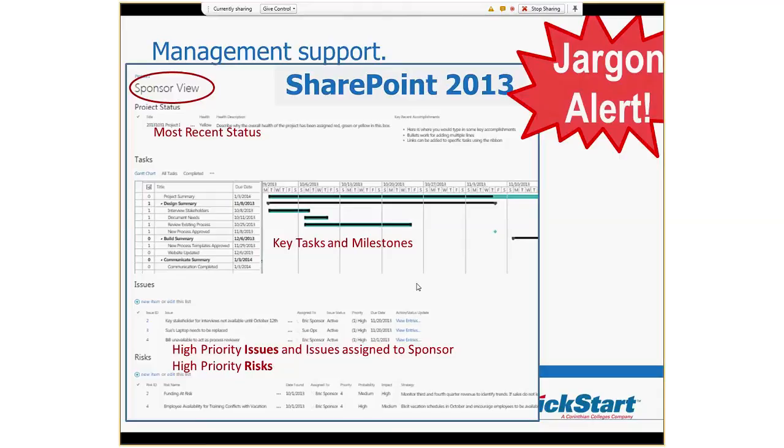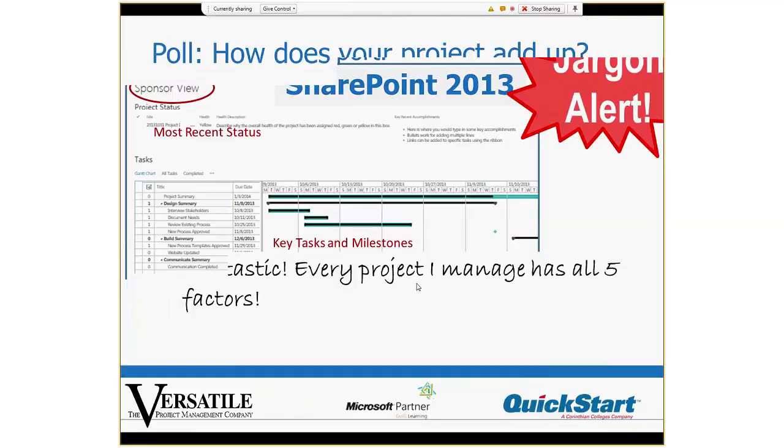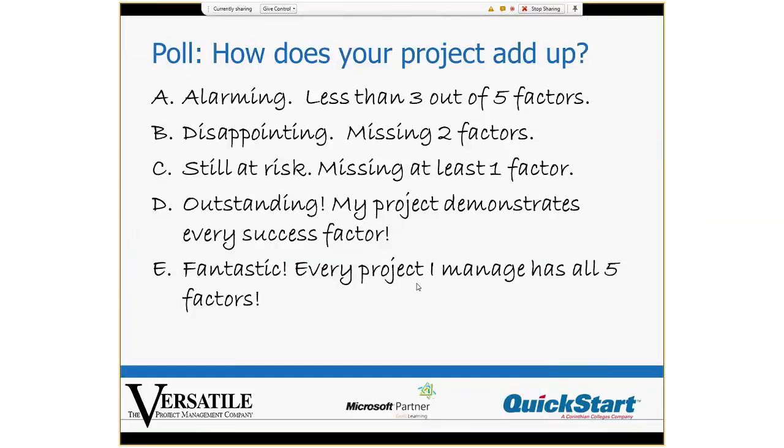Now, we've used our 5 common sense project success factors to evaluate your project. Let's step back and see how everyone's doing. I want you to take a moment here and again reflect on these 5 project success factors. I hope you've been writing them down as you go. And for each one of them, how did it add up?